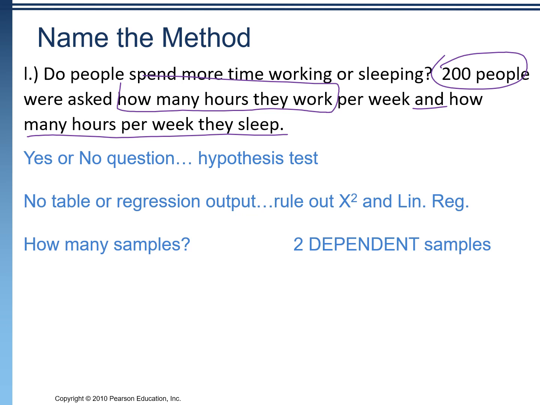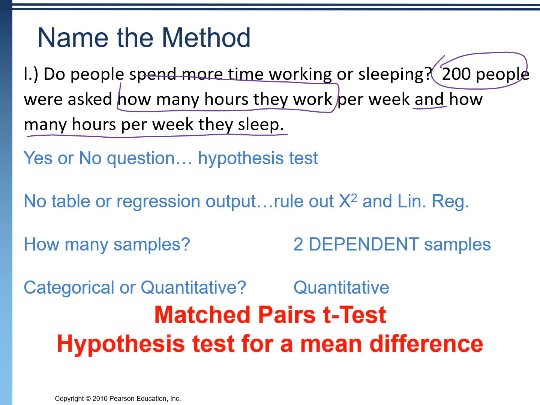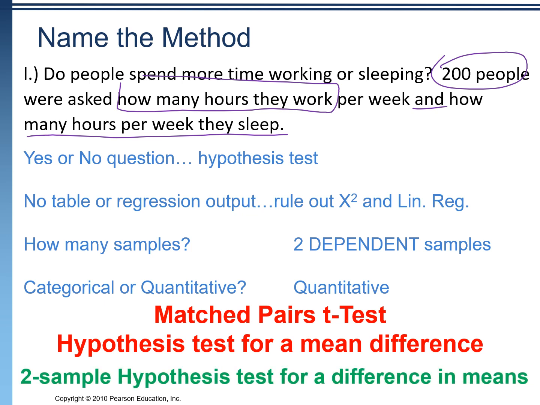When we collect data on the same people and ask them two different questions, a lot of times it's talking about something like a before and after, like maybe a before and after a diet or before and after some kind of training to see what the results are. So these are dependent samples, they're quantitative, which makes this a matched pairs t-test. This could also be called a hypothesis test for a mean difference. Now this is different than if we had a two-sample t-test. That would be called a two-sample hypothesis test for a difference in means. So the wording here on these last few words is important.